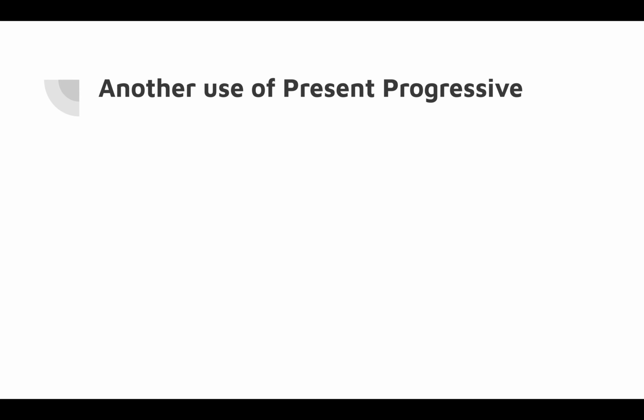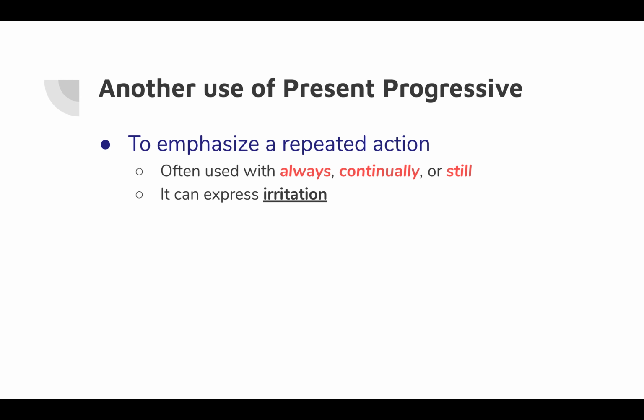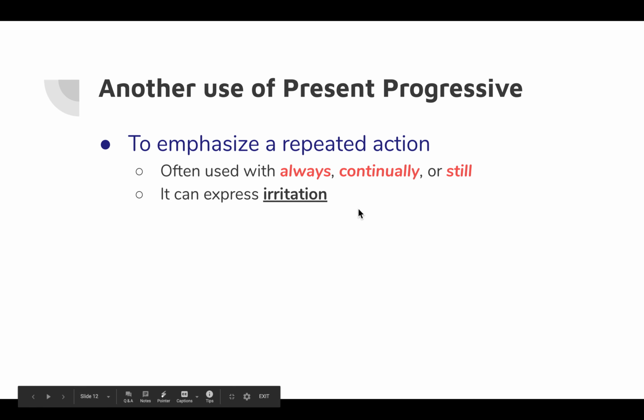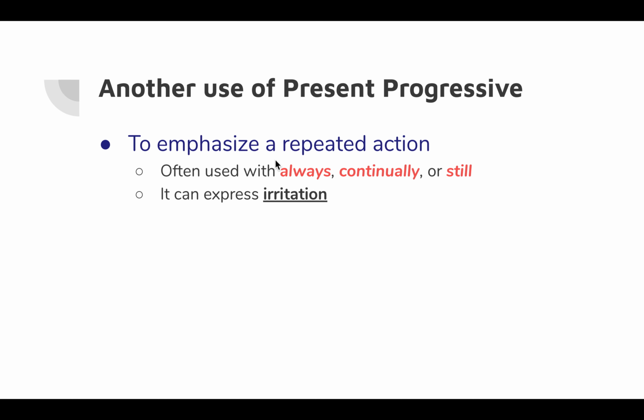Here's a third use. We use the present progressive to emphasize a repeated action. So emphasize means to focus on or to make stronger, right? So here we're focusing on an action that happens more than one time, right? We often use this with always, continually, or still. So if you see one of these keywords, it means you might want to use the present progressive because we might be talking about a repeated action that we want to focus on.